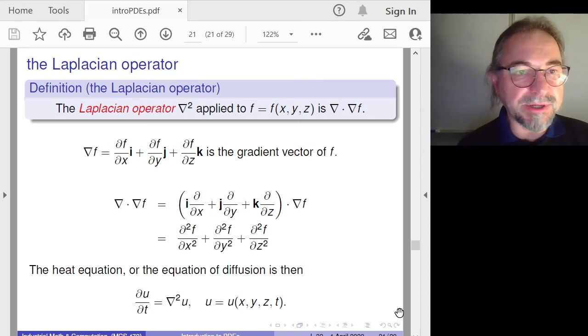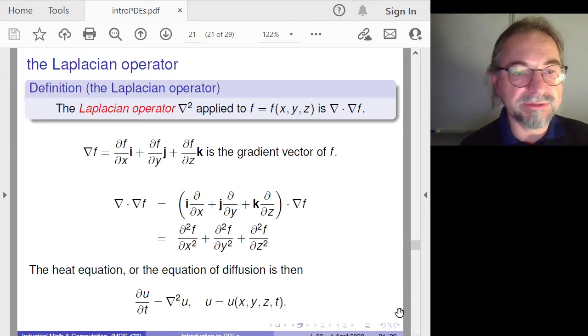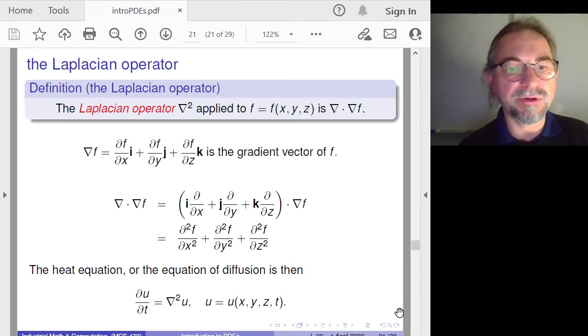And this Laplacian operator then allows us to write the heat equation in a very compact manner. So here you see the three-dimensional version of the heat equation with this Laplacian operator.